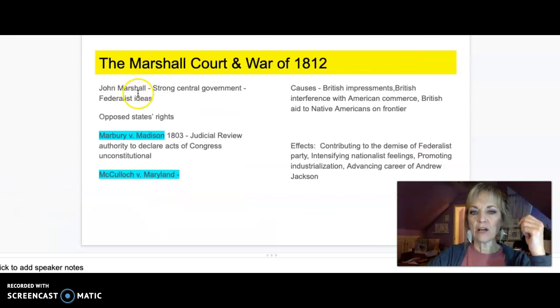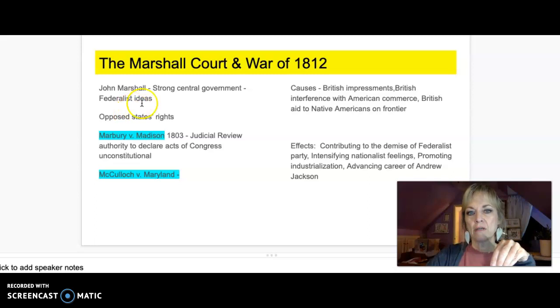Okay, remember we talked about John Marshall, really important. He's the first ever Chief Justice of the Supreme Court. He was a Federalist, and remember, Supreme Court justices serve for life. So even though the Federalists have died out, Marshall lives on for a long time, and any decision made under the Marshall Court is going to be Federalist in nature, meaning more power to the federal government. I would definitely know Marbury versus Madison and McCulloch versus Maryland.